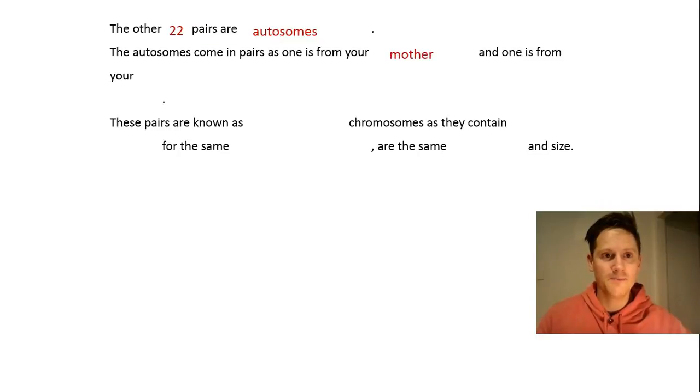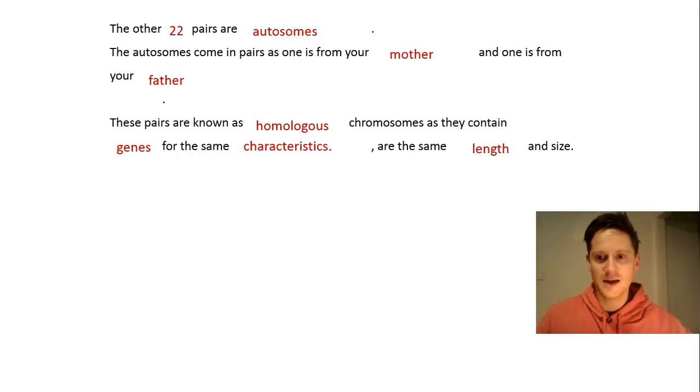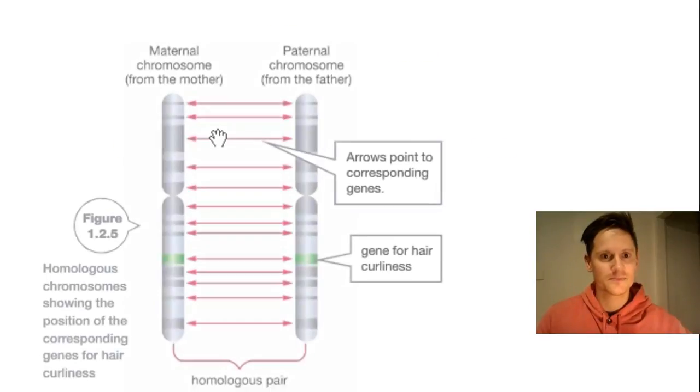More notes to write down. The other 22 pairs are called autosomes. They come in pairs as well, one from mum and one from dad. These pairs are known as homologous chromosomes, as they contain genes for the same characteristics, are the same length, and the same size. Please get these in your notes as well.